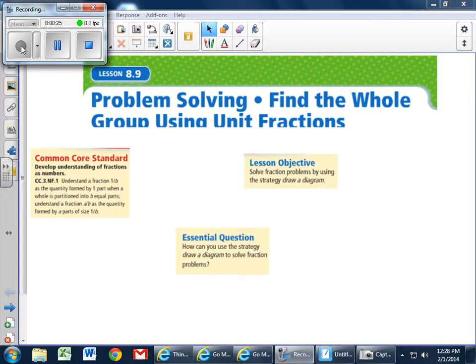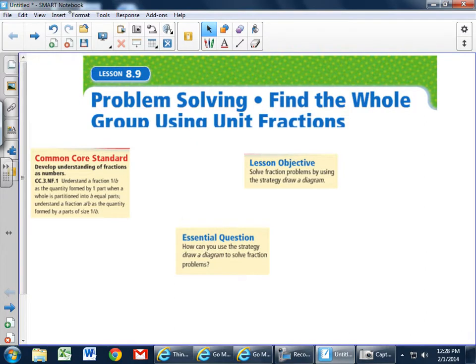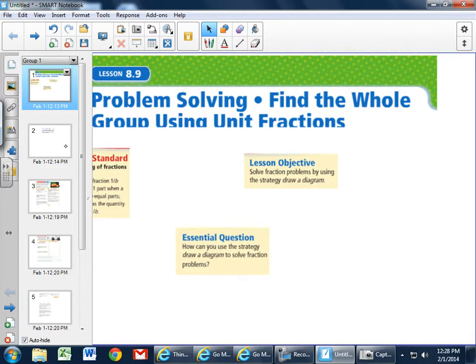Our essential question that you'll be journaling about at the end and hopefully keeping in the front of your mind as we go through this is how can you use the strategy draw a diagram to solve fraction problems. So going back to the acted out strategy and drawing those diagrams to help us get through and make sure that we understand what they're asking us.